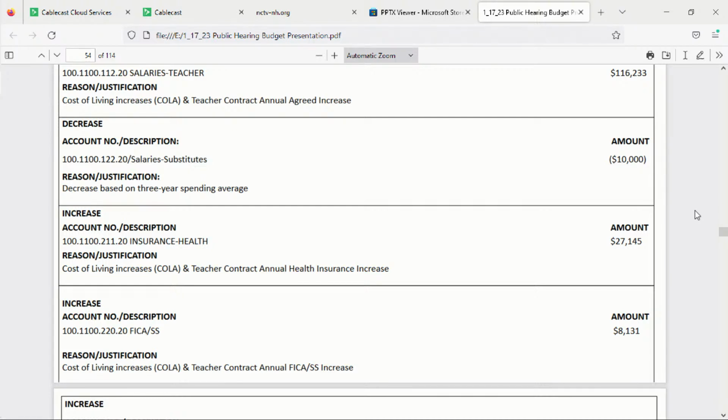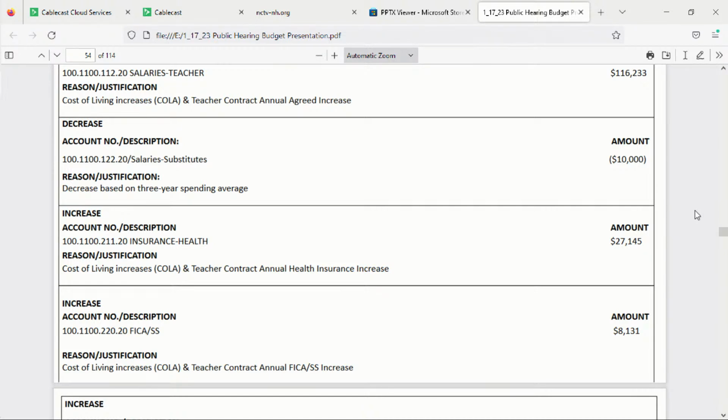And then some more with the retirement, which is $13,353. We took a decrease of $5,000 from furniture because that moved to the facilities or building operations services budget line. You can see there. And we had a decrease of $5,000 in summer school salaries because that's going to be covered by a grant.